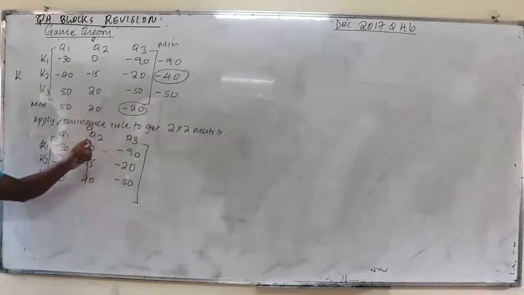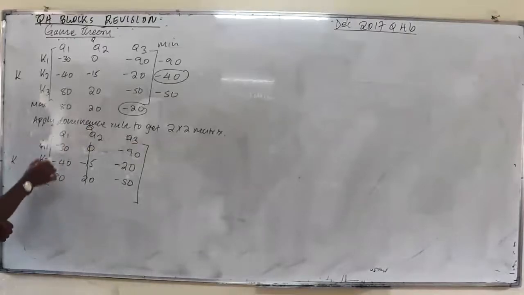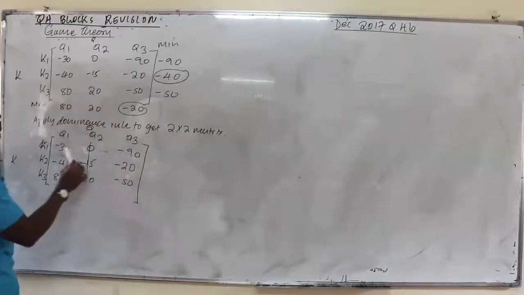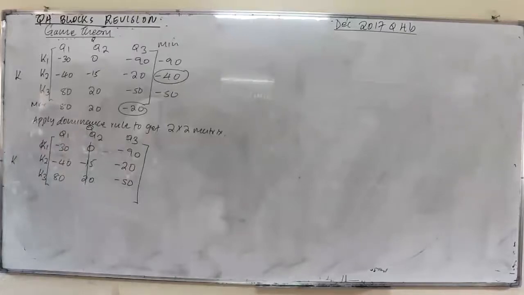So in this case, we only go with strategy Q1 and strategy Q3. Now, let's go to K. K has 3 strategies. It has to be a 2-by-2 game, so we'll have to sacrifice 1 strategy. So you take the minimum from the first column. Let me repeat again. You take the maximum from the first row, but you take the minimum across the first column. The minimum we have is negative 40.